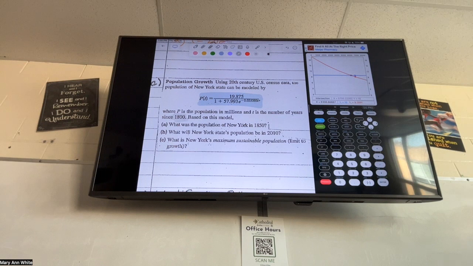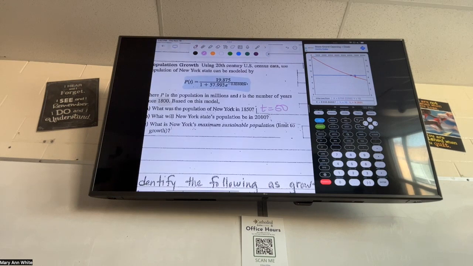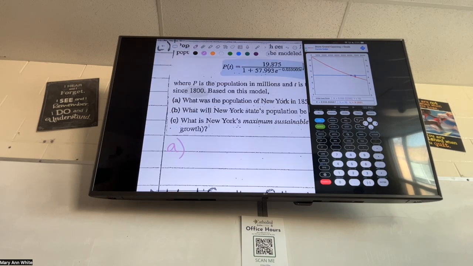So letter A says, what's the population of New York in 1850? What am I going to plug in? Not 1850. Oh, subtract it. Good, subtract it. So I was at 1800, and I just want to go to 1850. How many years is that in between those two? 50. Good. So we're just going to plug 50 in. Okay.